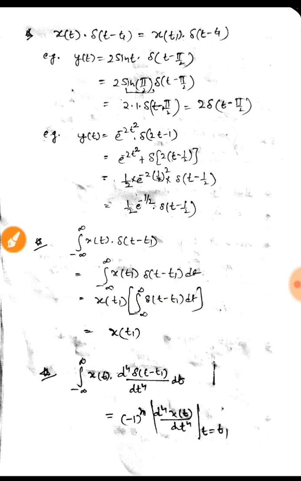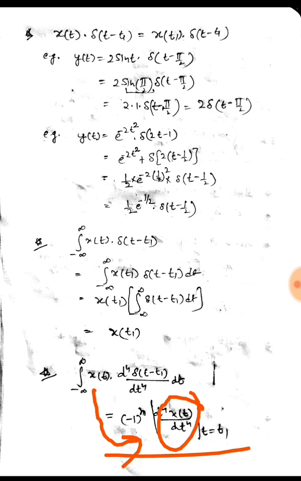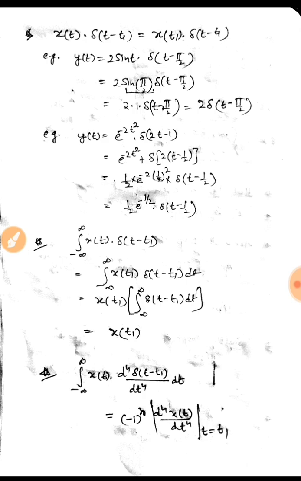One more property is there. If I get a function like this, x(t) into the nth derivative of the delta function into dt, this would be equal to minus 1 raised to power n, times the nth derivative of x(t) at t equal to t1. So at t equal to t1, I will calculate the nth derivative of x(t) and multiply it with minus 1 raised to power n. So this is how we can calculate.